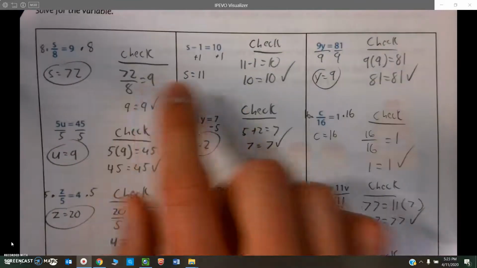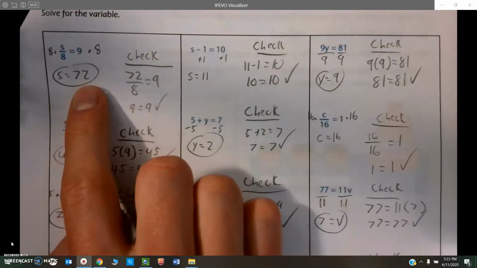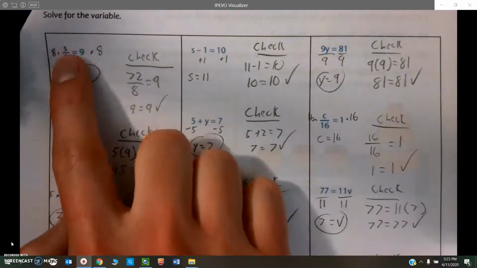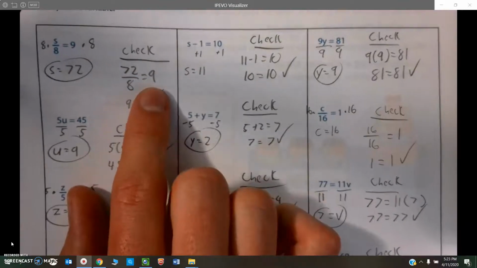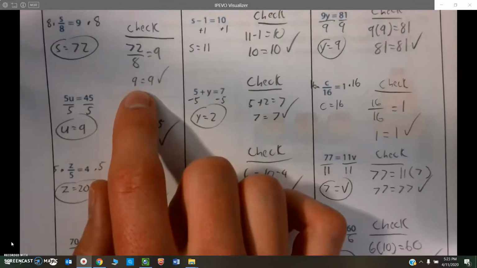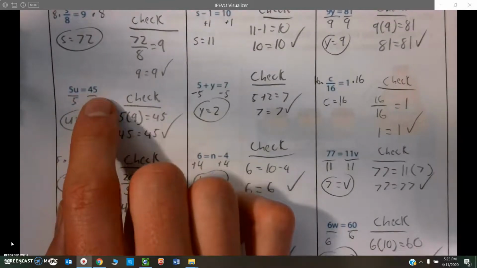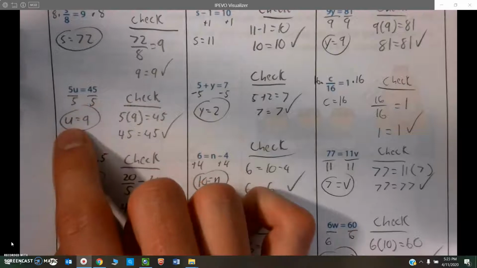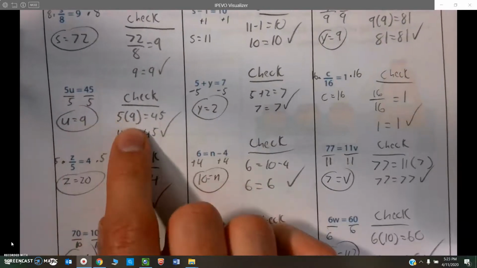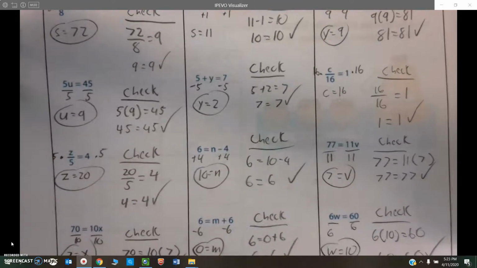And then for all of these, I checked my work through substitution. Once I got my answer, I replaced the variable with that answer to see if it worked, and 72 divided by 8 is in fact 9, so it worked. Here, it was 5 times what is 45? If I don't know what I have to multiply by, I divide my answer by 5, and I get 9. Once again, substitute and check my work. 5 times 9 is in fact 45.